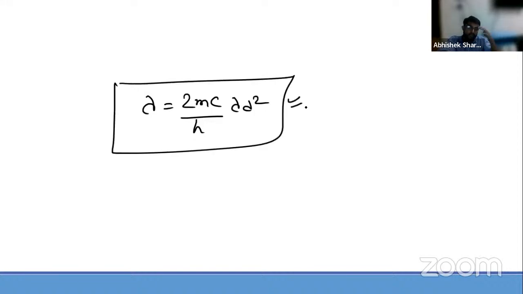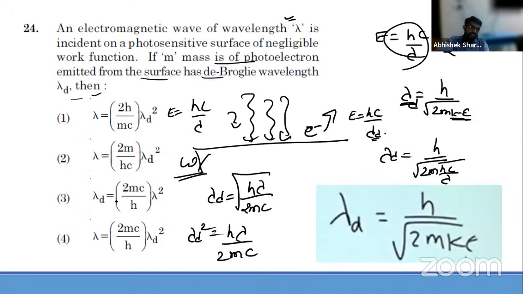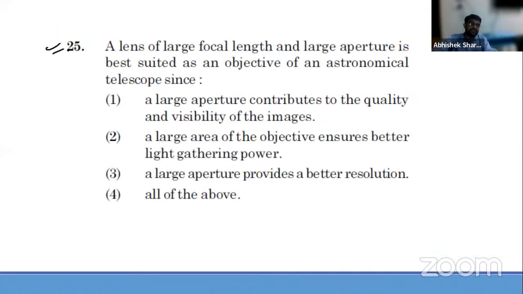So let us check the options. 2mc by h, 2mc by h lambda d square. This is the answer. Perfect answer. Okay. So here our 24th question is solved. Now let us see the 25th question.